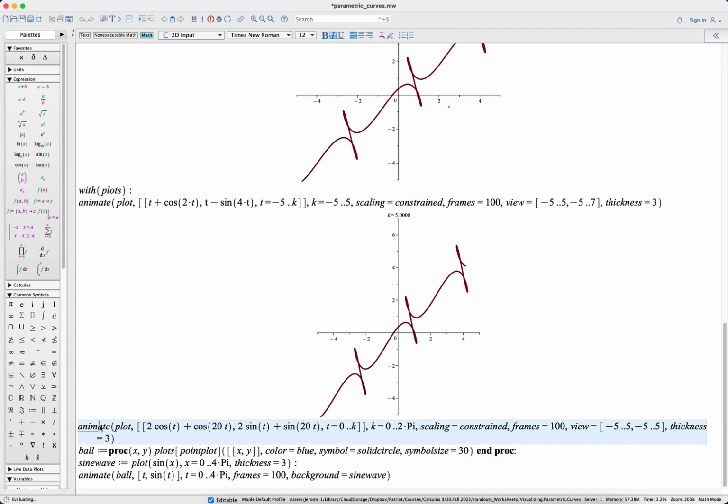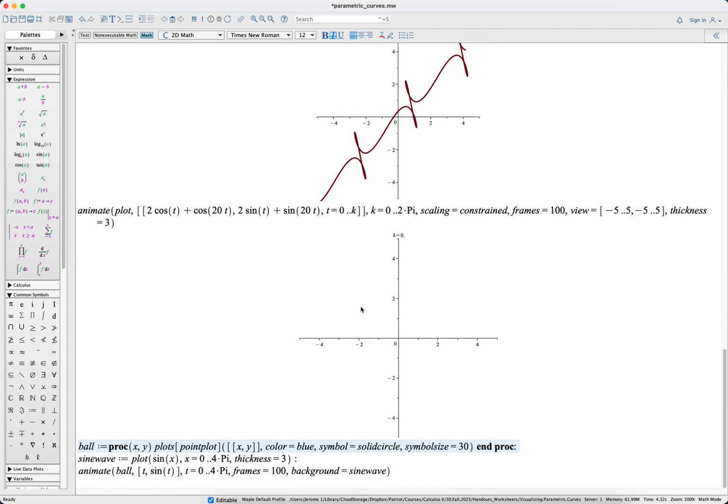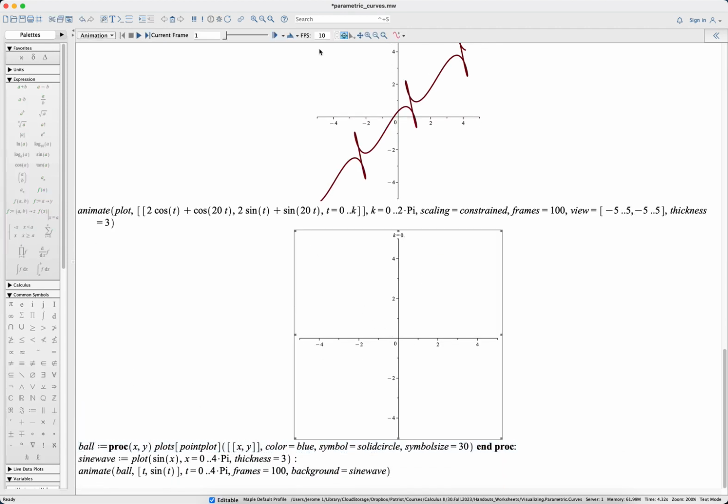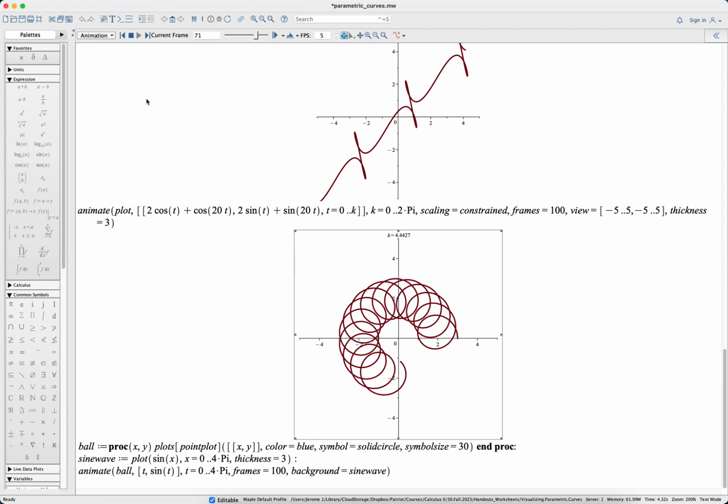I'm going to hit enter, and what is this one going to be? Again, it doesn't look like much now, and I'm going to slow it down so it doesn't go too fast. 5 frames per second is pretty good. I'm going to hit play, and ooh, the cross section is a circle, but it looks like a coiled spring, a circular spring. Let's see, does it join up at the end? Yes, it does. Look at that.